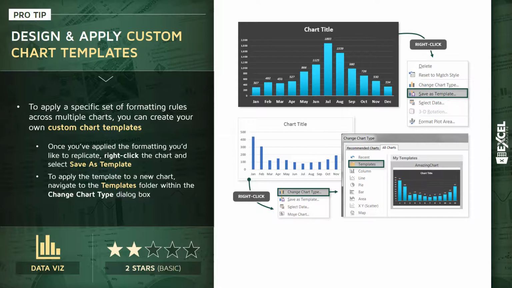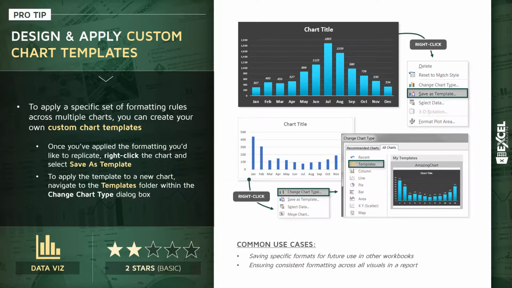Essentially, what we're doing is using templates, much like we would use the format painter, to grab formatting from one cell and apply it to another. In this case, we're just working with charts or visuals. So the common use cases here, again, are saving those specific formats or styles that you really like for future use, either in the current workbook or in others, and also ensuring consistent formatting across all of the visuals in a report, so that you're not manually trying to replicate format settings each time. So with that, let's go into our Pro Tip workbook and practice designing and saving our own custom chart template.